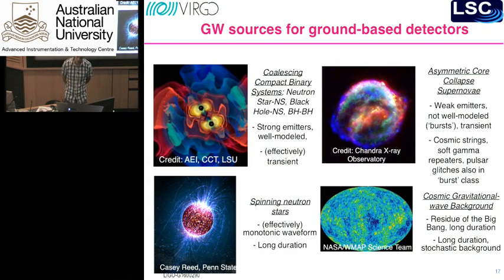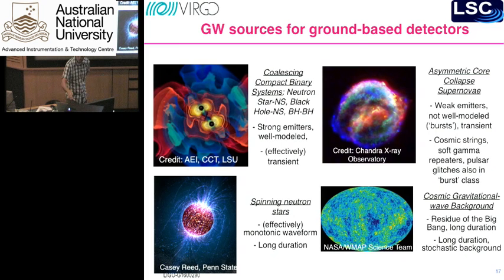So the sources, and we've been talking about these sources for ground-based detectors for a long time, we group into four classes. The classes are grouped that way because of the time-frequency morphology of the signal. So, short signals of known waveform, with increasing frequency, are coalescing compact binary systems, like neutron star black hole pairs, neutron star pairs, or binary black holes. These are strong emitters of gravitational waves, and they're well modeled. So we use matched template filtering to find those sources.